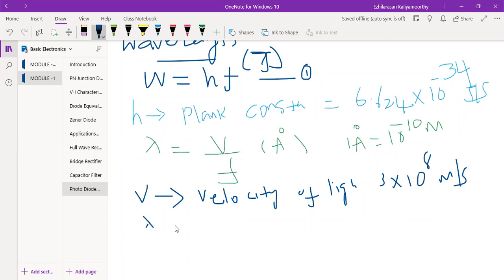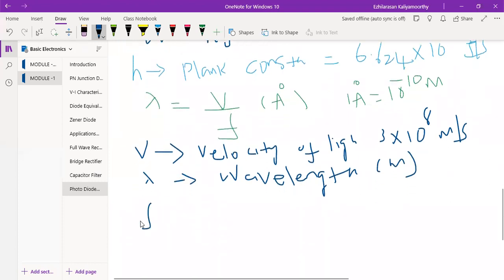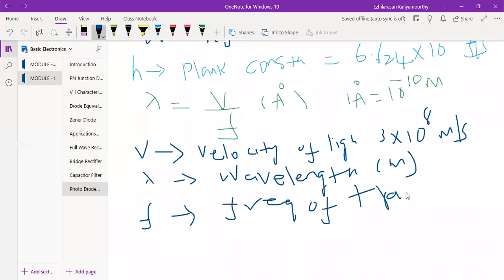Lambda is the wavelength, in meters. And f is the frequency of the traveling wave, in hertz.